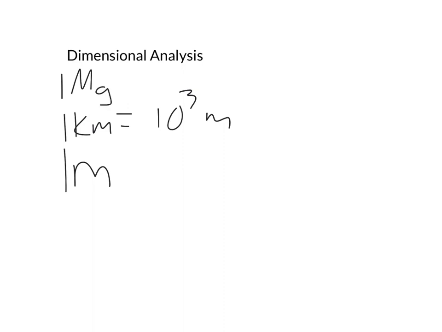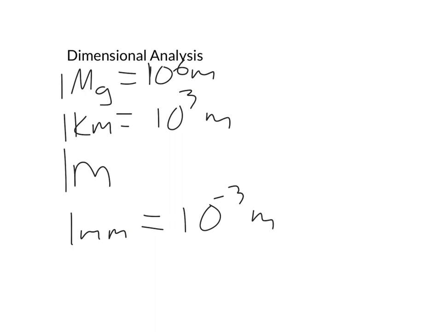We had a meter, and we had that a kilometer was equal to 10 to the third meters. We had a megameter was 10 to the sixth meters. We had smaller versions where a millimeter was equal to 10 to the minus 3 meters, and a micrometer was 10 to the minus 6 meters, etc.